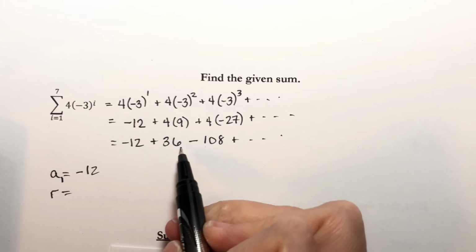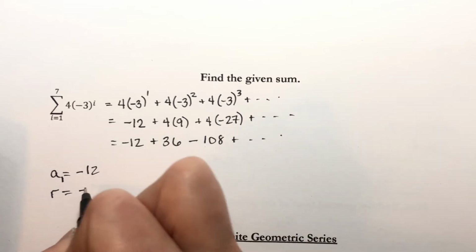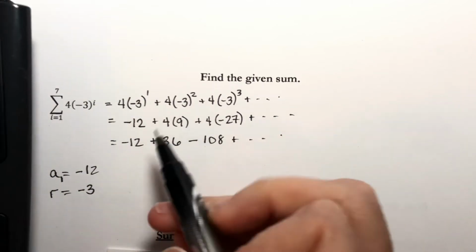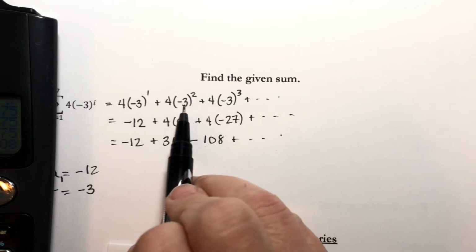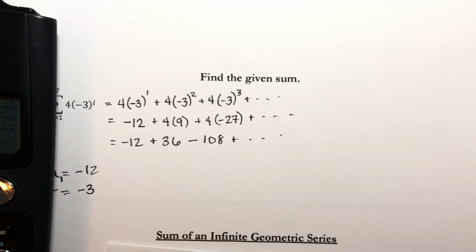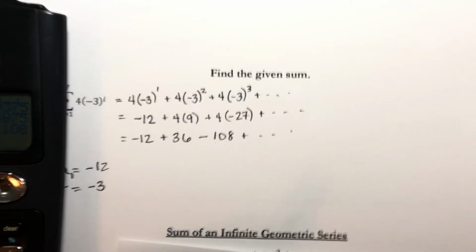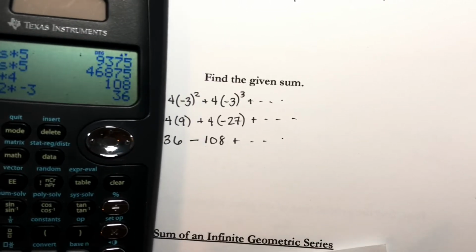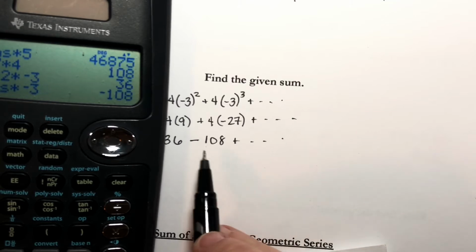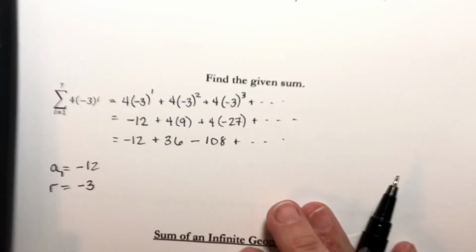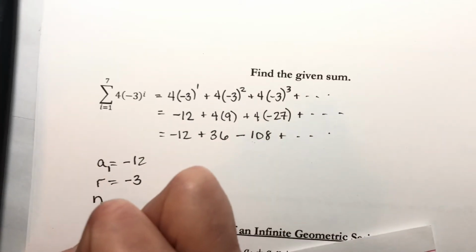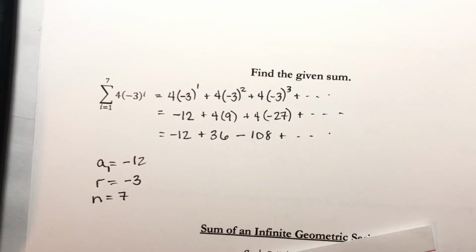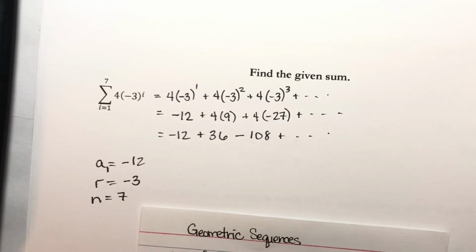Okay, what is my R value? To go from here to here, I multiplied by negative 3. So my guess is negative 3. Let's check right here, and it looks like I am multiplying by negative 3 every time. So negative 12 times negative 3 gives me 36, times negative 3 again gives me negative 108, so that's correct. And my n value is 7, because I'm supposed to add my first 7 values.